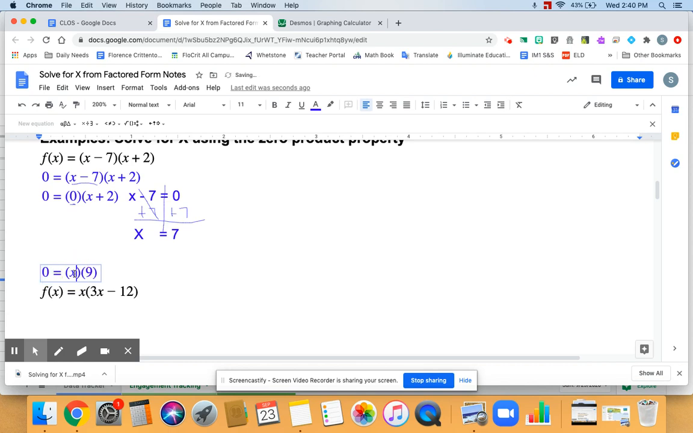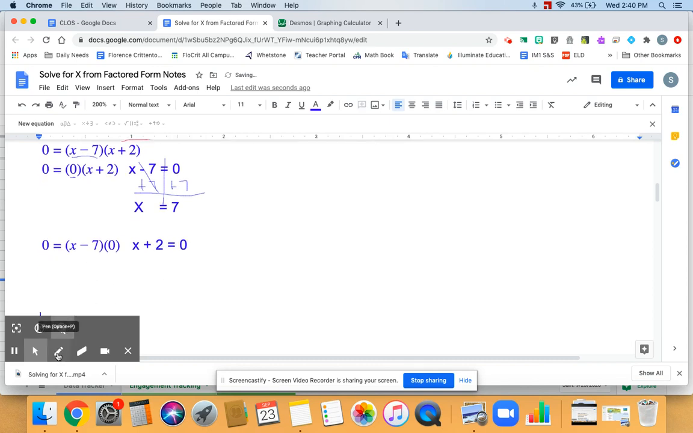But if I go backwards, and if this one equaled 0 instead, so if this x plus 2 was the 0, then whatever this is times 0 will also equal 0. So if I take x plus 2, and it has to somehow equal 0, well, to do that, to get rid of the plus 2, what do I do? I subtract it away.